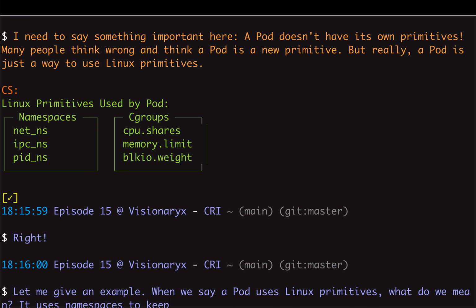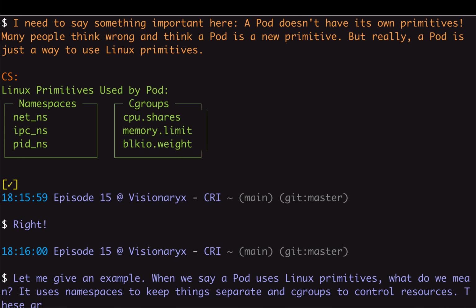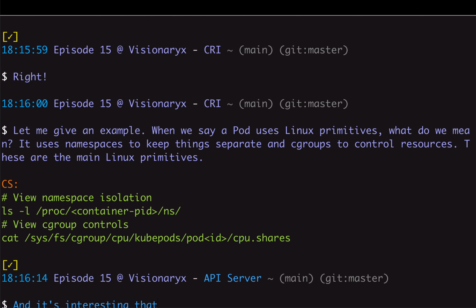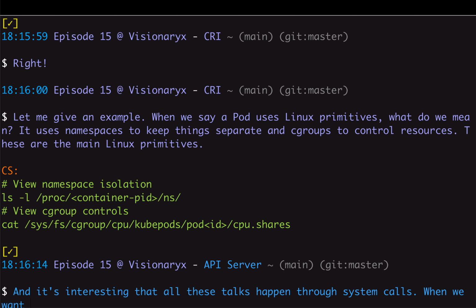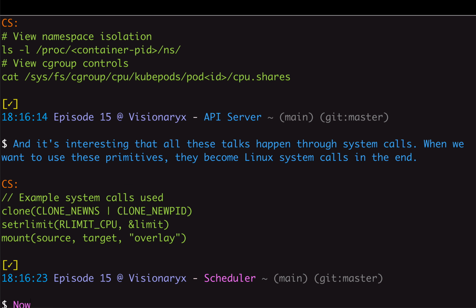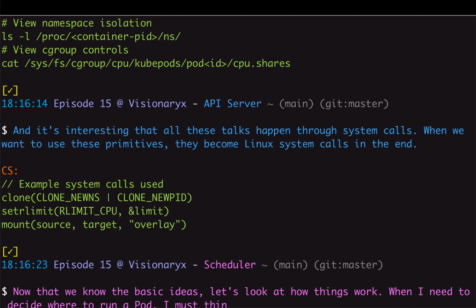When we say a pod uses Linux primitives, what do we mean? It uses namespaces to keep things separate and cgroups to control resources. These are the main Linux primitives. And it's interesting that all these talks happen through system calls. When we want to use these primitives, they become Linux system calls in the end. Now that we know the basic ideas, let's look at how things work.